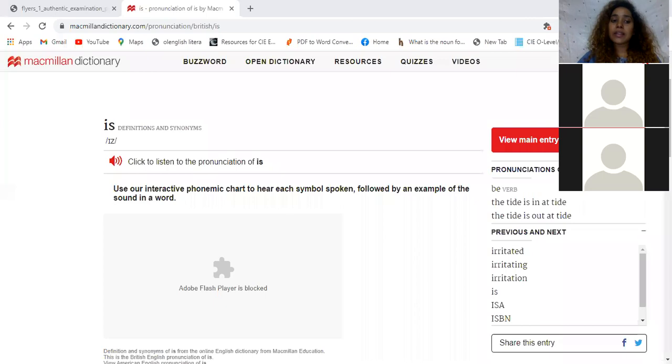So in places like this, how's everything, a Z sound comes in there, because "is" is pronounced without the S sound. So you say it like how's everything, how's things, how's life, how is your day going, are you all right? Are you all right?